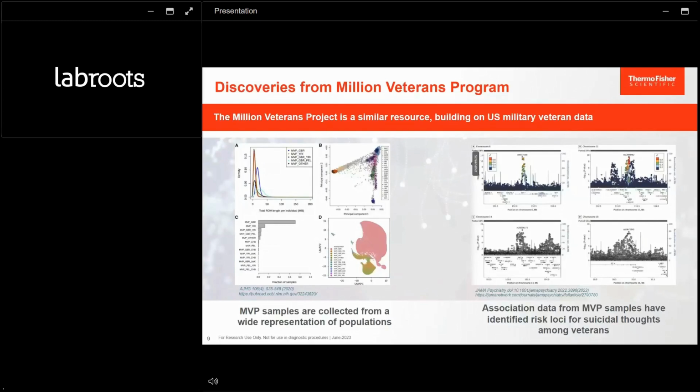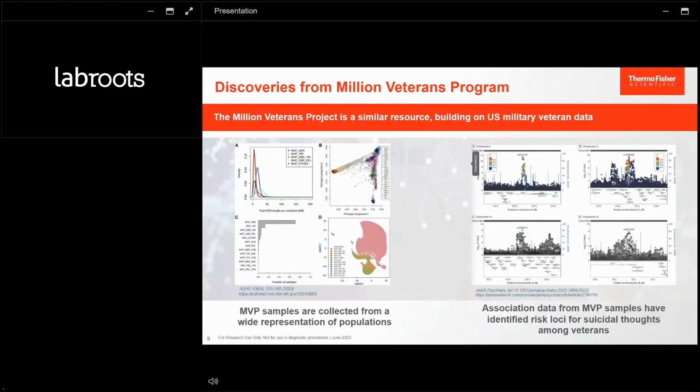On the left-hand side, you can see that there is some indication about the demographic distribution of people in the Million Veteran Programs sample database. One of the benefits of this program is that it spans across a large number of different ethnic varieties that are found in the United States: African American, East Asian heritage, Hispanic heritage, white heritage. It spans a very wide range of ethnicities, and therefore gives a pretty complete sampling of people in the U.S.